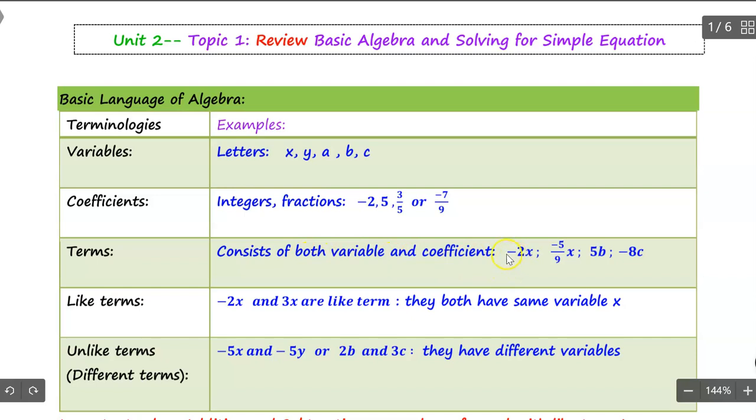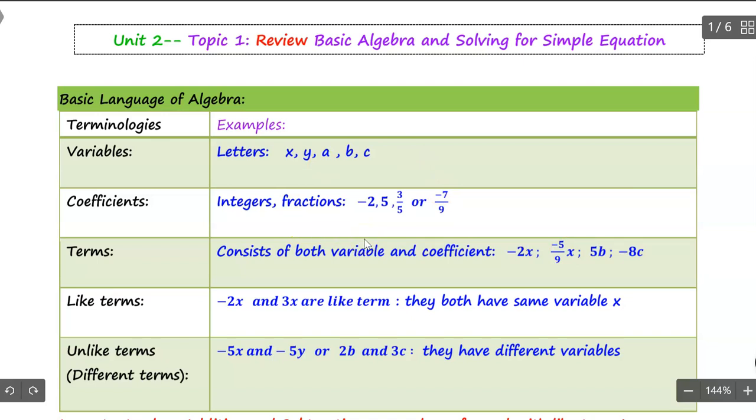So if I have -2 times x, I call it a term. -5/9 times x, I call this a term. So 5b is also a term. Negative AC is also a term. There is an exception right here. For example, if I have negative x, this is also called a term.